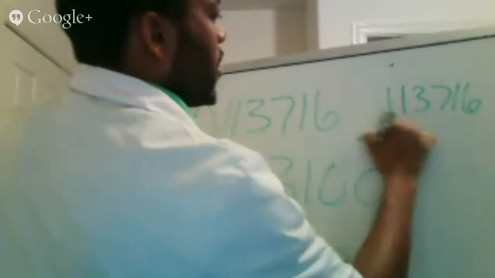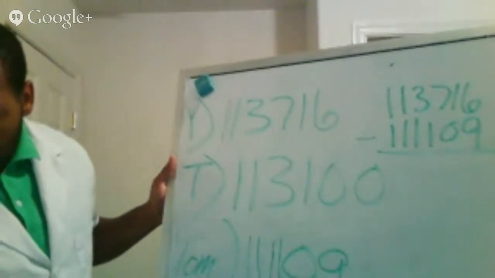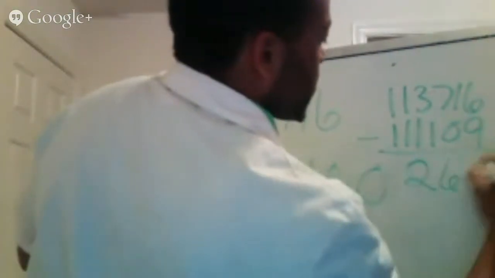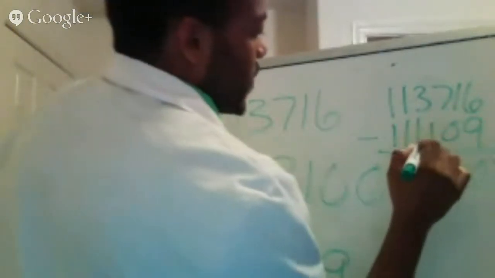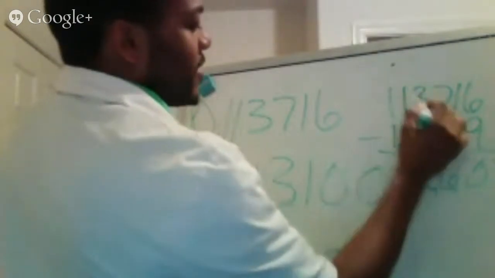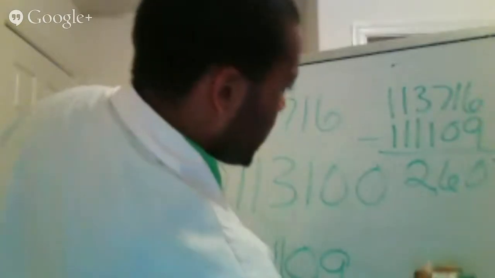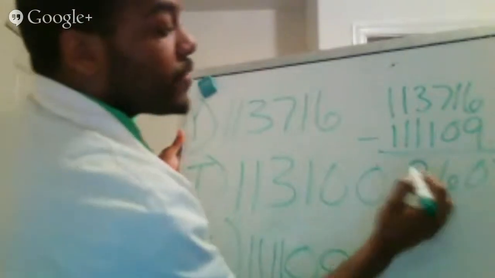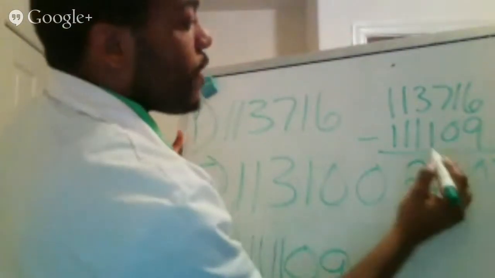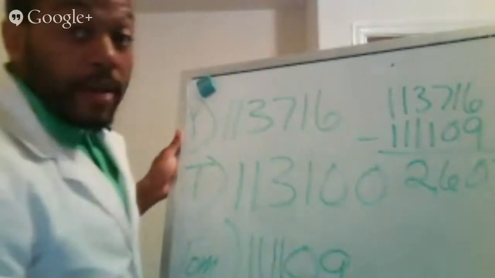So, all right, between 113,716 and 111,109, there's a difference, or a change, of 2,607. And yes, I did pre-work these out. Now let's say we want to know what percent of that 113,716 the 2,607 is. We go back to the proportion.